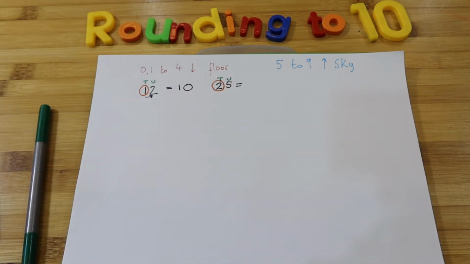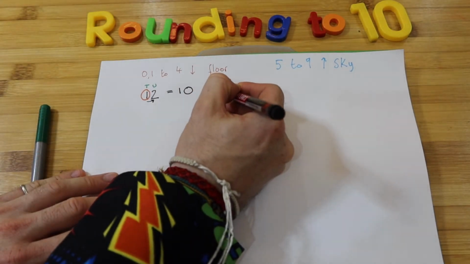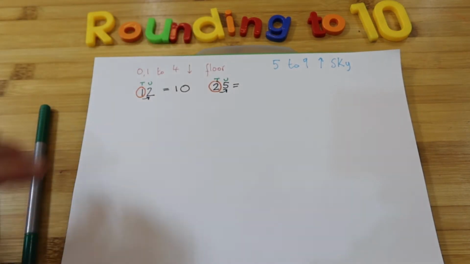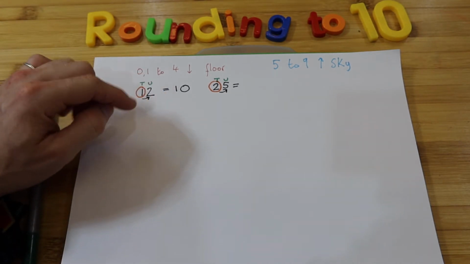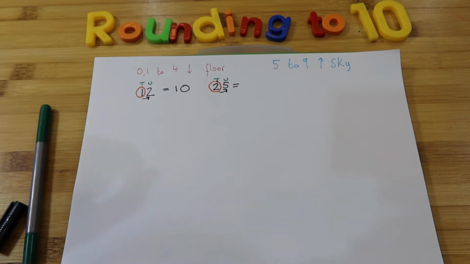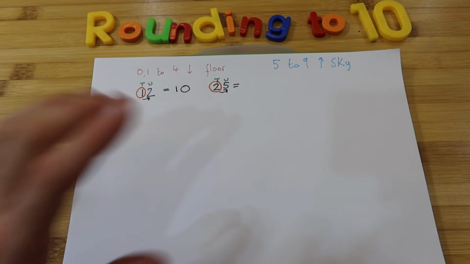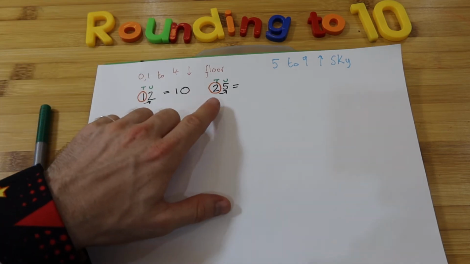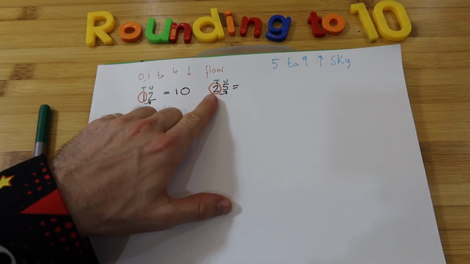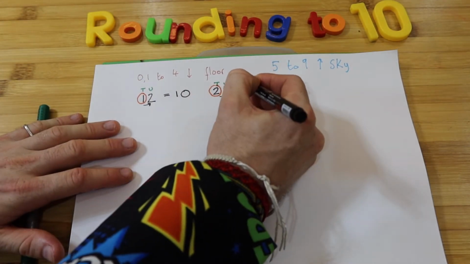Right, we're next going to look next door. Okay, so it's a 5. Now remember our rhyme. 0, 1 to 4, we round down to the floor. If it's 5 to 9, we round up to the sky. And we've got the 5, so what do we do? We round up. Excellent. Now what we need to decide is, if we're rounding up, what's the next 10 after 20? So 10, 20, and the answer is 30.